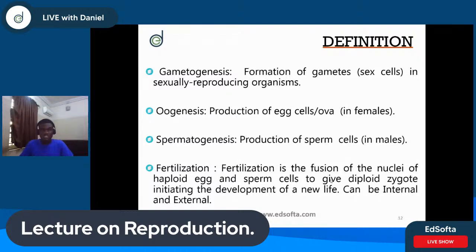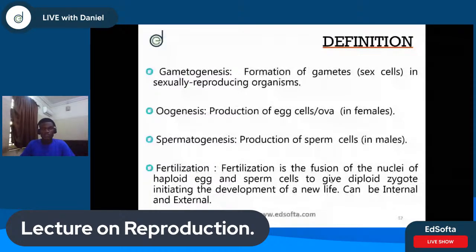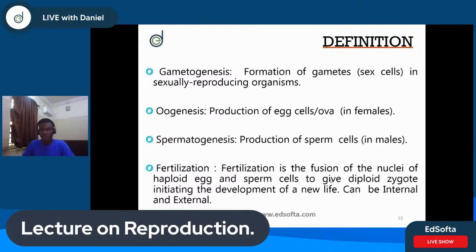Now, gametogenesis is the formation of gametes, that is sex cells, in sexually reproducing organisms. From the word gametogenesis, the word gametes means the fusion of two sex cells, and genesis means to originate, that is to form, to reproduce, to commence. So you are forming the gametes from sex cells, and it occurs only in sexually reproducing organisms. Now, oogenesis and spermatogenesis are the two forms which combine to form gametogenesis.